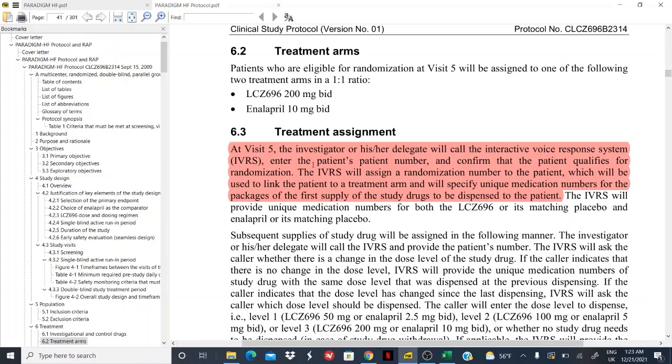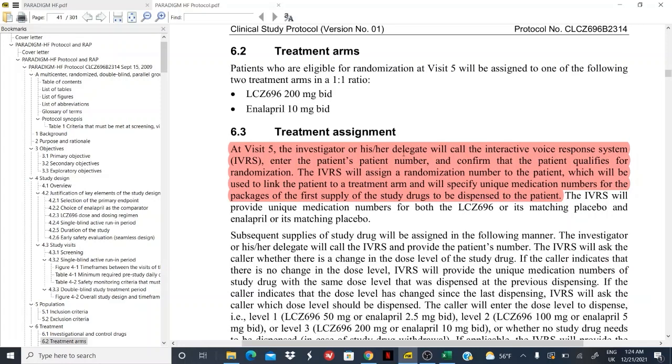The investigator or the delegate will call the interactive voice response system, that's IVRS, enter the patient's number, and confirm that the patient qualifies for randomization. And then the IVRS will assign a randomization number, which will be used to give them a certain treatment. So basically what the investigator is doing here is calling up a central system, and the central system is telling him, give patient X this drug or that drug, right?